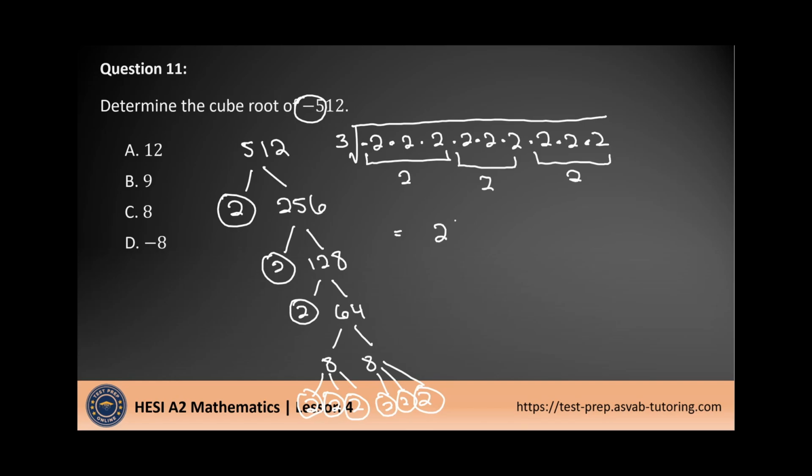So we have 2 times 2 times 2, and then don't worry about having a negative in the radical for now. Because it's a cube root, that's just going to come right outside. If it's a square root, it becomes a little more complicated, but that's a little bit beyond the scope of this test. Negative 2 times 2 times 2 is going to be negative 8.